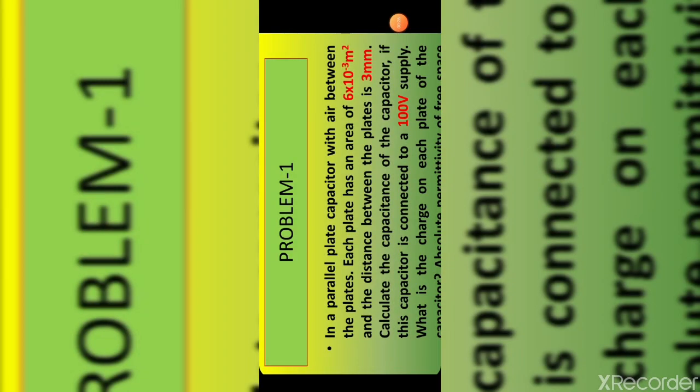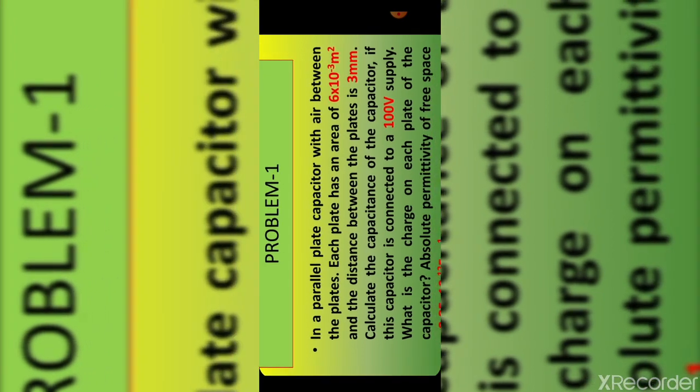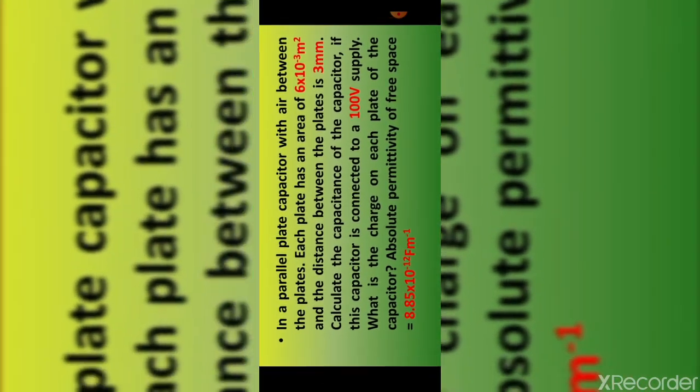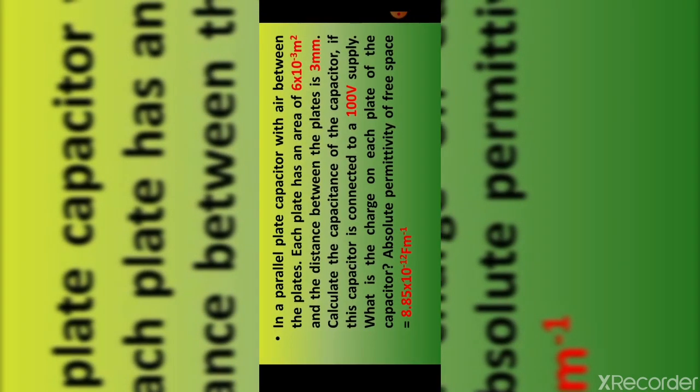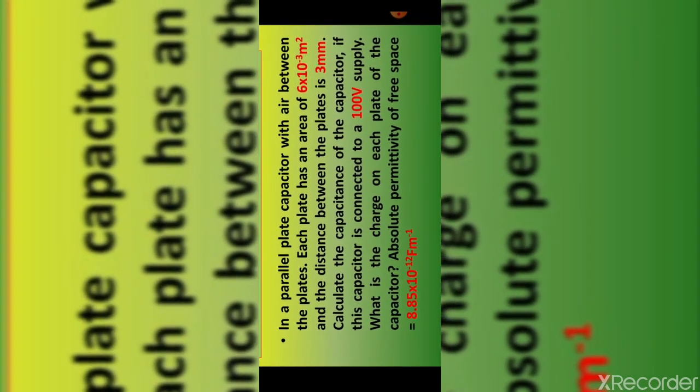Let's look at the first problem based on the capacitor. In a parallel plate capacitor with air between the plates, each plate has an area of 6 into 10 power minus 3 meter square and the distance between the plates is 3 millimeter. Calculate the capacitance of the capacitor. If this capacitor is connected to a 100 volt supply, what is the charge on each plate of the capacitor?